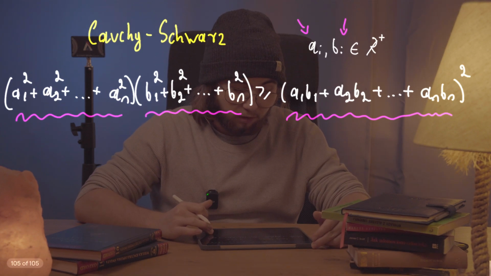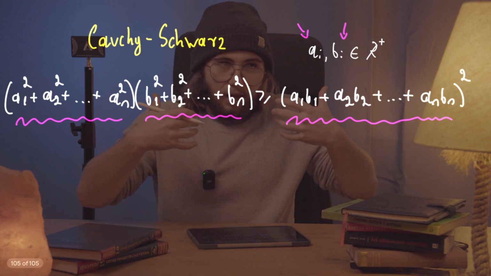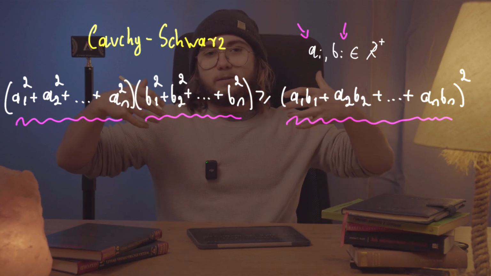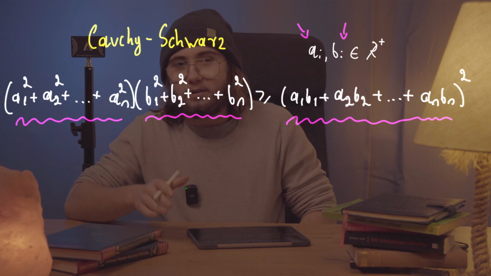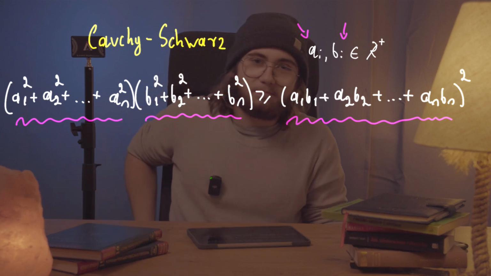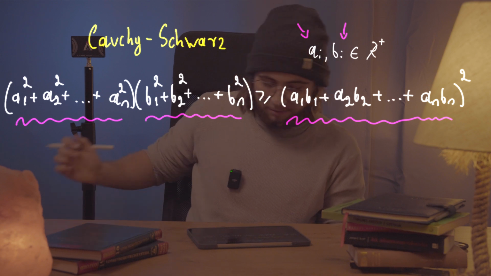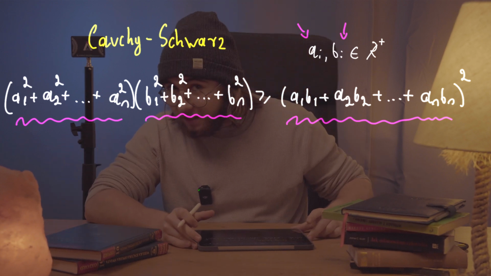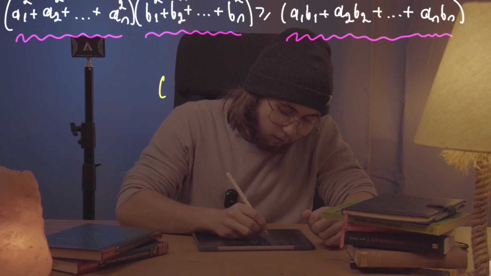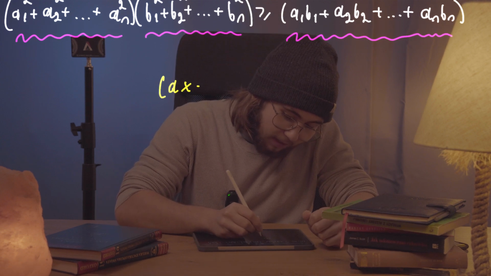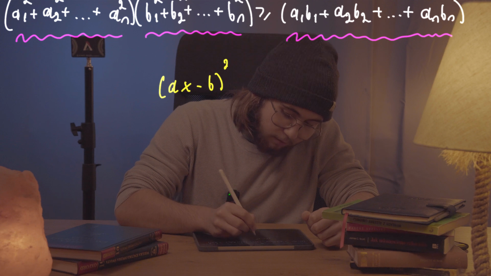So for the proof of the Cauchy-Schwarz inequality in its regular form, I would like to show you guys a pretty neat trick that is used to prove this inequality that I just absolutely love, and it's the essence of Olympiad level maths. So let's consider a quadratic equation of the form a multiplied by x minus b, everything squared.